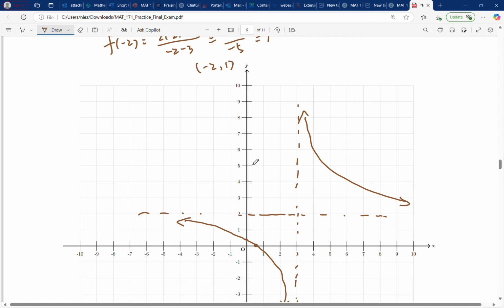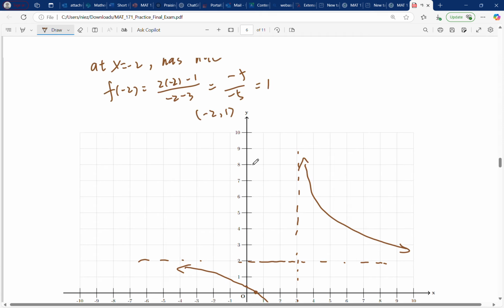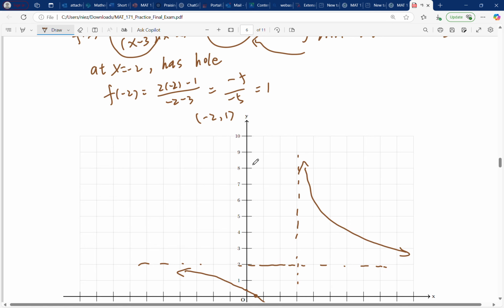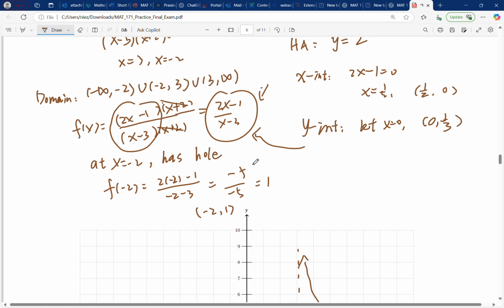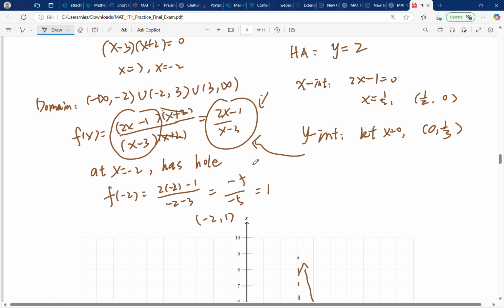Right? It has to be like this. And then you use some extra points, you will get it. How did you find that the horizontal asymptote was 2 again? This is because, look at the graph, look at the function. This one, 2x minus 1 over x minus 3. This is the simplified form, right?